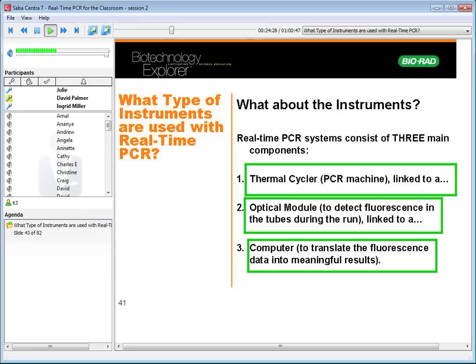If a student's putting on a resume that they learned PCR, that's one thing. If they learned real-time PCR, that says a lot more. So that's just some reasons why I like real-time PCR.